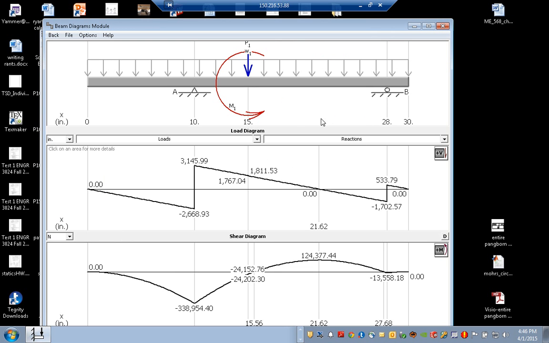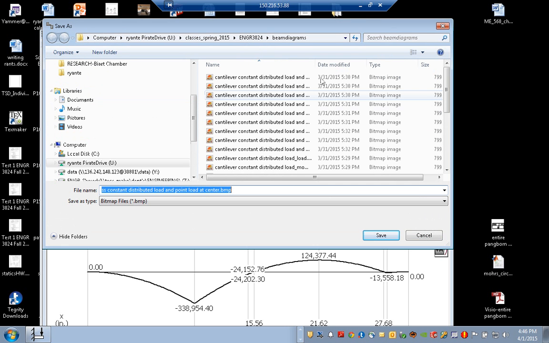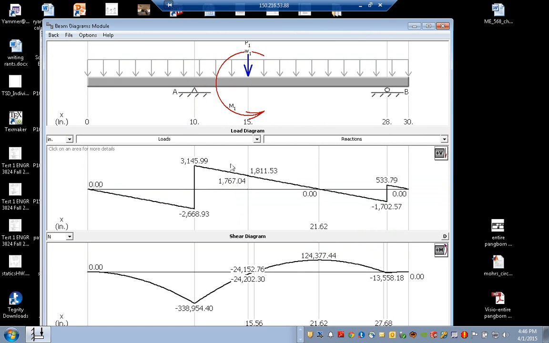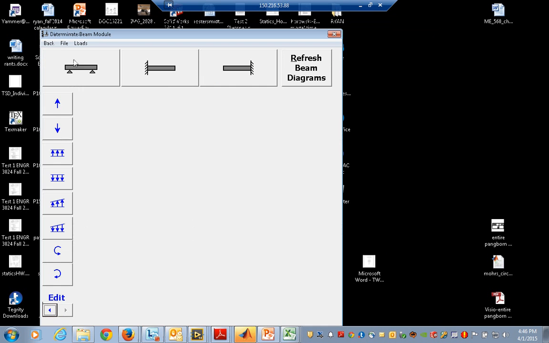I didn't tell you about that before. How do you use that snippet screen capture? Save bitmap as, and it makes one for the load, the moment, and the shear with whatever name, and it just plunks them into a folder. So it does your shear and moment diagrams, and then even better, if I go back.